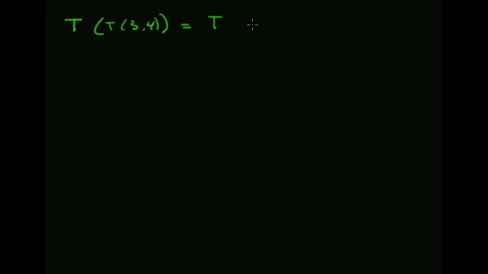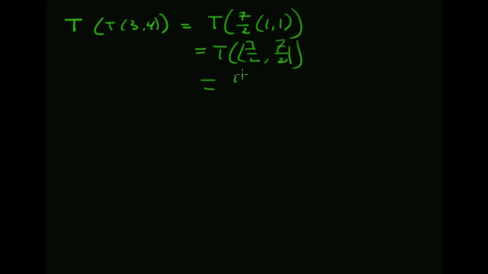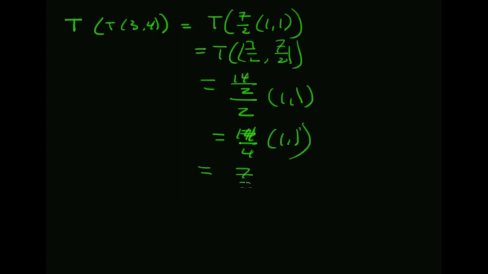So this means we have 3 plus 4 is 7 over 2 times 1, 1, which means I'm taking T of 7 halves, 7 halves, which is 14 over 2 over 2 times 1, 1, which is going to be 7 over 4, sorry, 14 over 4 times 1, 1, which is 7 over 2 times 1, 1, which is 7 halves, 7 halves. All right, so that's the entire problem set.